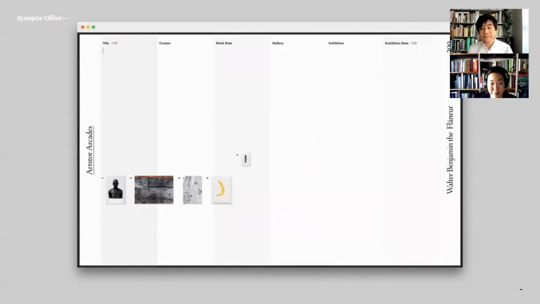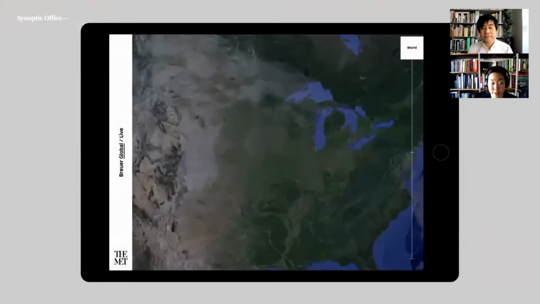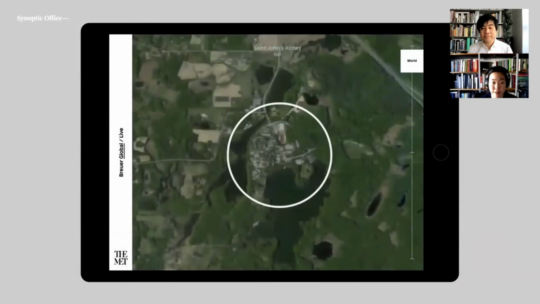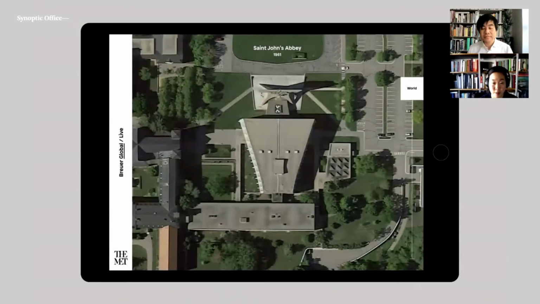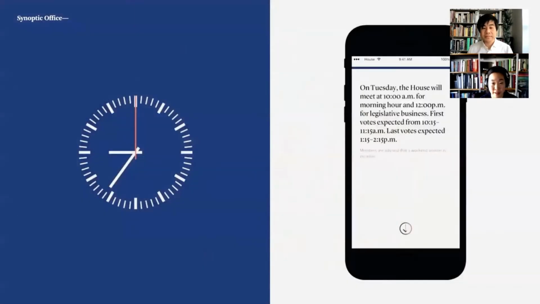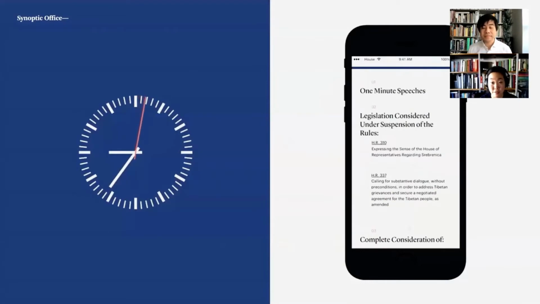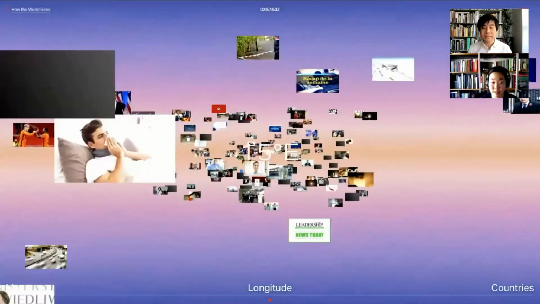A collection can be many things. For example, with this project we did for Art Store, it could be a collection of photographs, or it could be collections about an architect, in this case, Marcel Breuer, and his life's work and drawings. A collection can also be a set of laws, such as in this project for the House of Representatives, or it could be a collection of news stories from around the world.